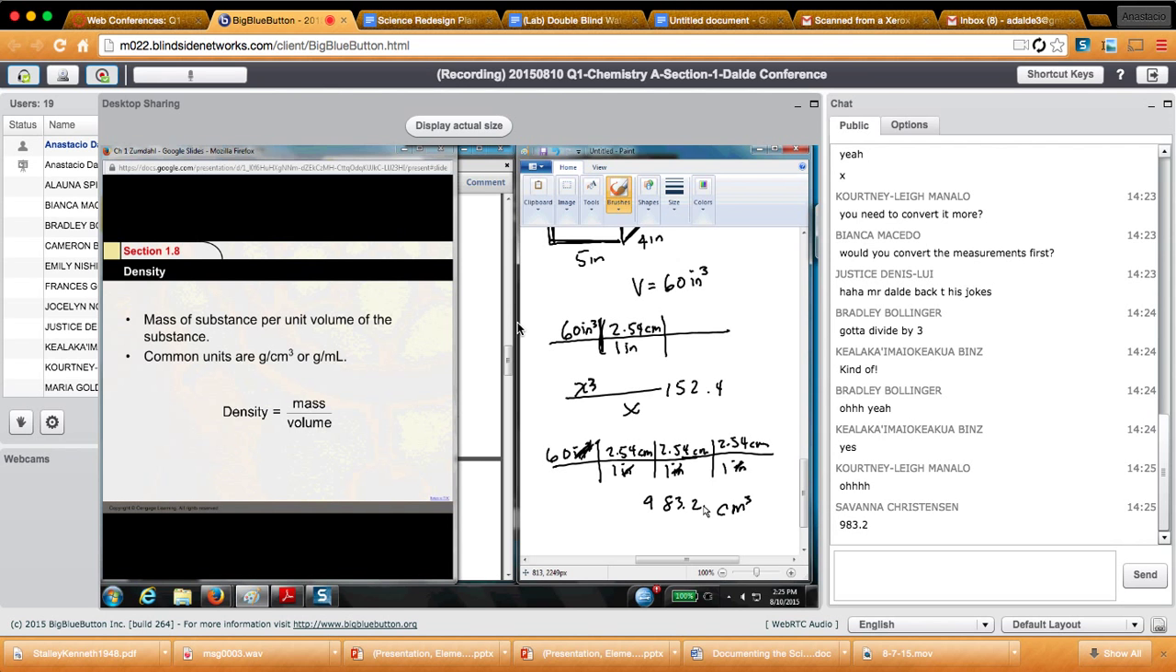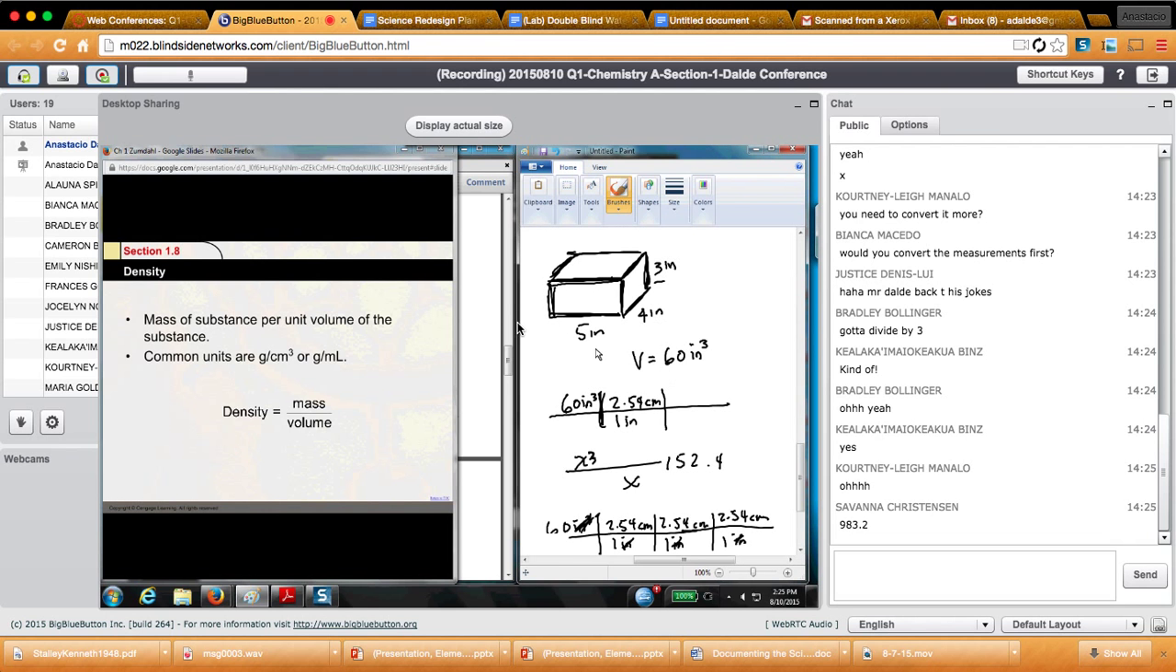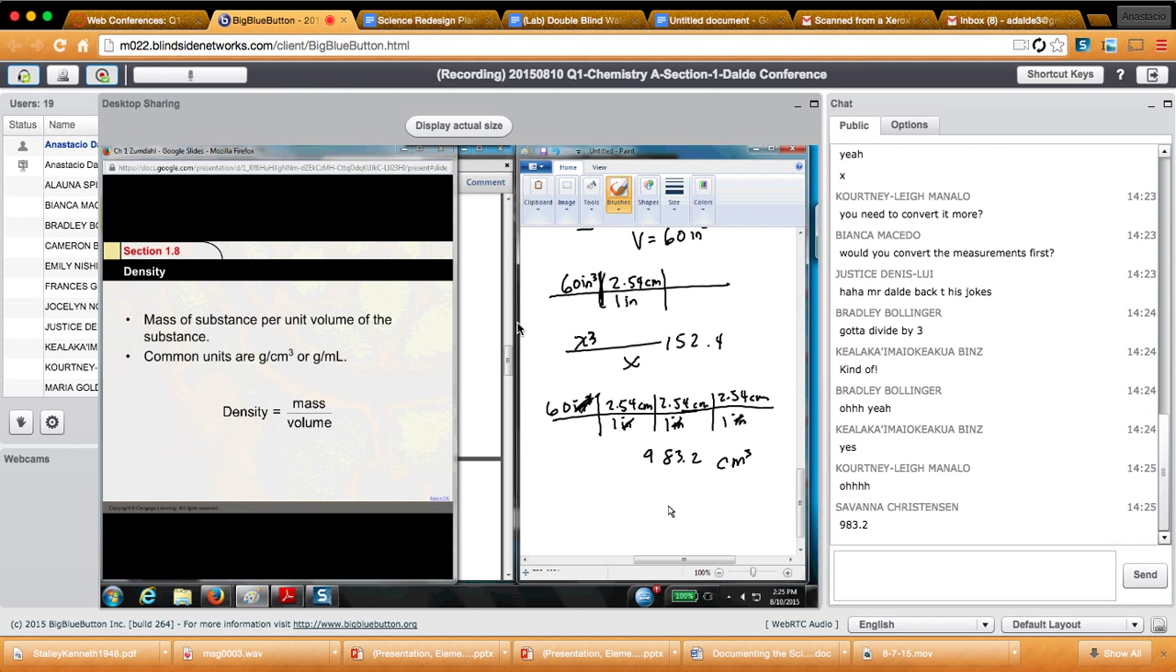And also, just to keep in mind, I gave you the answer as 1 sig fig here, 1 sig fig here, 1 sig fig here. So that your answer probably only has 1 sig fig in the end. I would say that this is like 1,000 centimeters cubed.